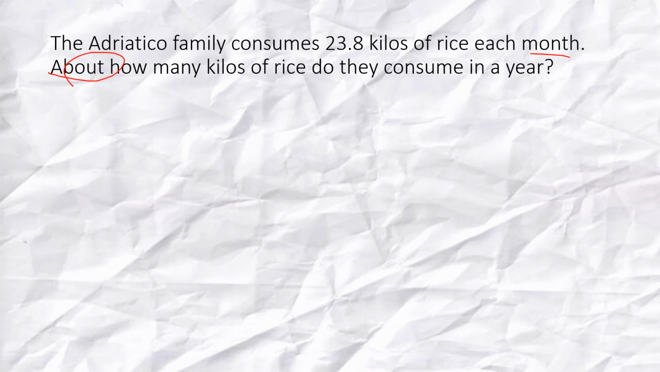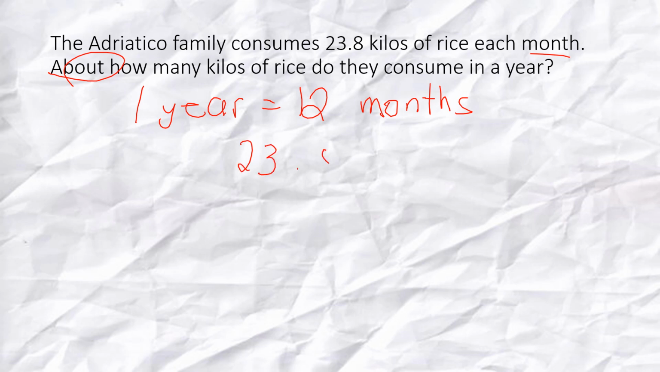Next, the Adriatico family consumes 23.8 kilos of rice each month. About how many kilos of rice do they consume in a year? So we need to get the estimated value. Take note that in 1 year there are 12 months. So if each month they consume 23.8 kilos, in order for us to solve for the number of kilos that they consume in 1 year, we need to multiply 23.8 by 12. So we need to round off each factor first. 23.8 here will become 24, while 12 here will remain as it is.